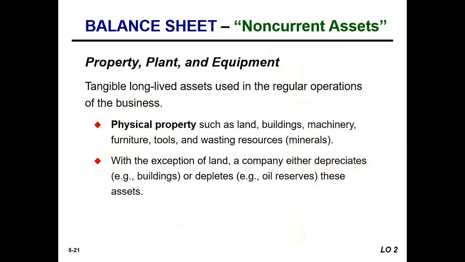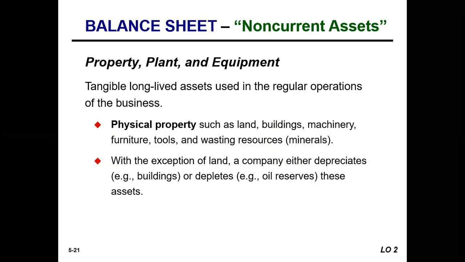Okay, so property, plant, and equipment, again, land, buildings, machineries, furniture, tools. These are all things that we're using currently in our operations, right? Plant assets, property, plant, equipment. These are being used currently in operations, right? And most of these are depreciable assets with the exception of land, right? We do not depreciate land. But buildings, machineries, furniture, tools, we do get to depreciate those assets.